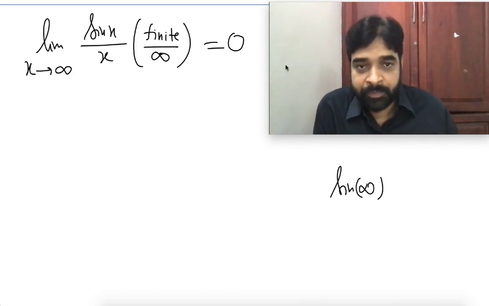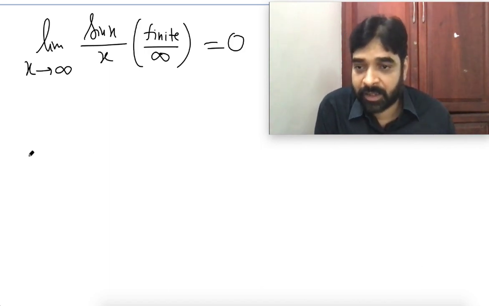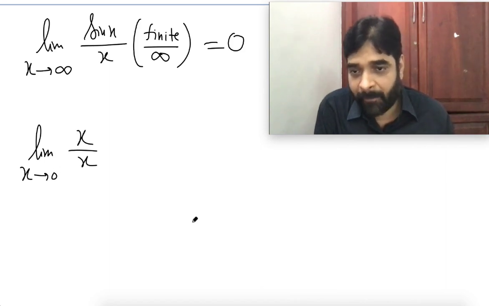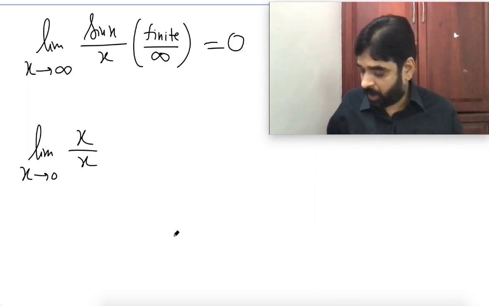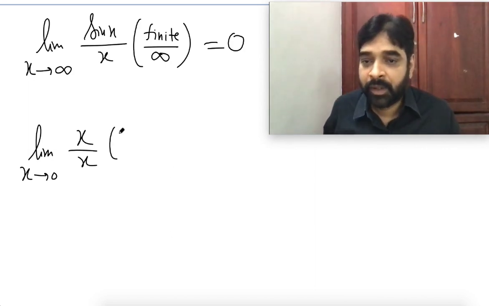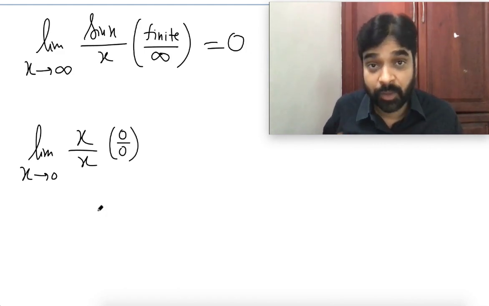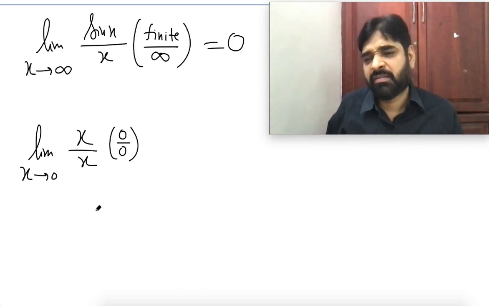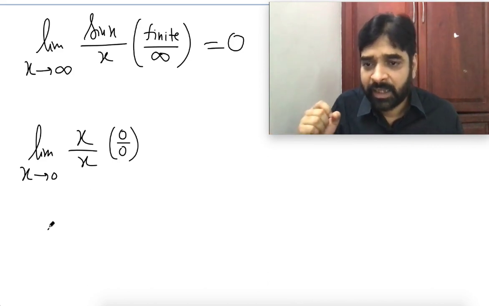Good. Now, suppose somebody asks, limit x tending to 0, x by x. What is the form of the limit? 0 by 0. Form of limit 0 by 0, means we have to solve further. Now this is the time to solve further. x by x. Can I cancel it? I'm asking you people. Can I cancel it?